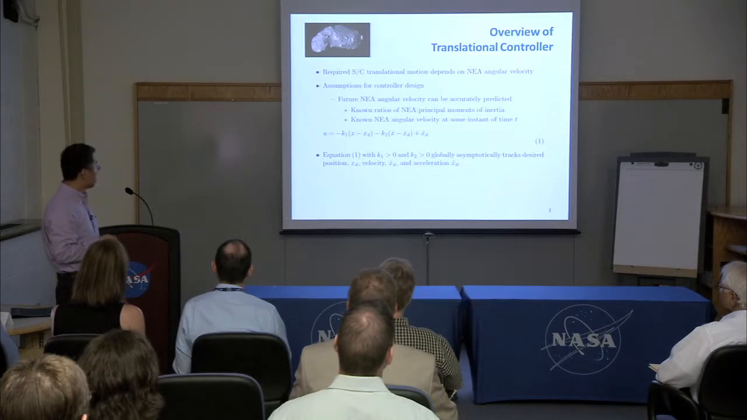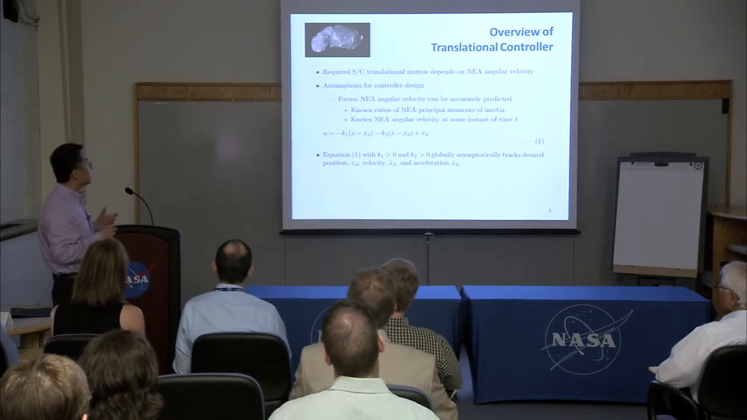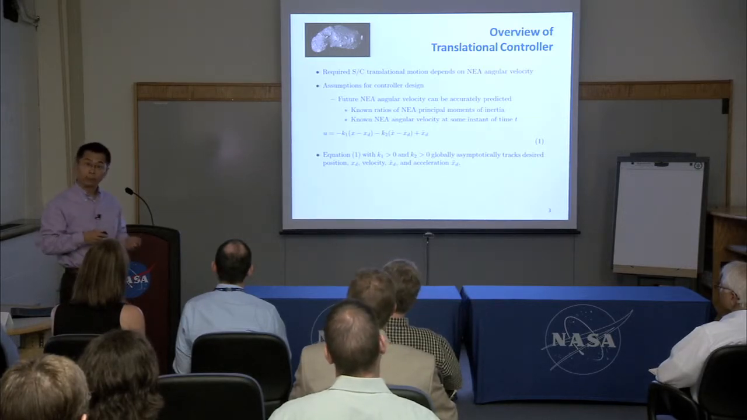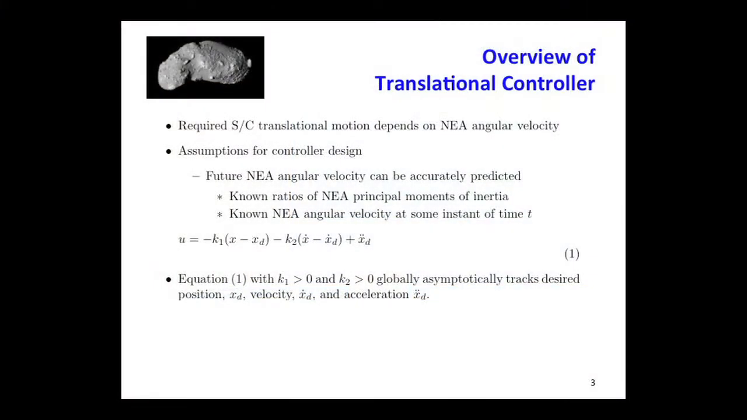So once you know the motion of the line of descent, we can design a desired trajectory along this line of descent, how you're going to approach the asteroid. And then you can design a controller to track that desired trajectory. And here we use a PD controller to track the desired trajectory, which is globally asymptotically stable.